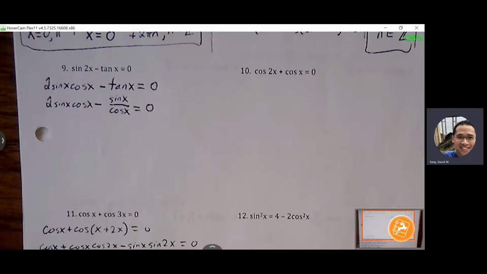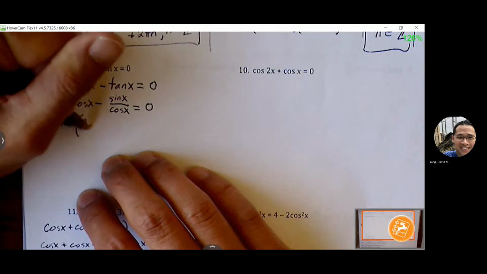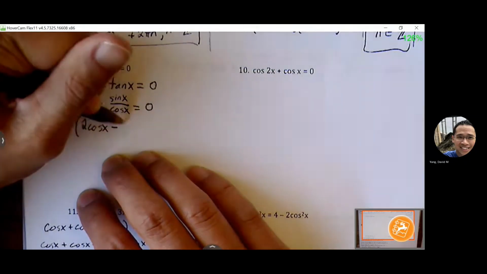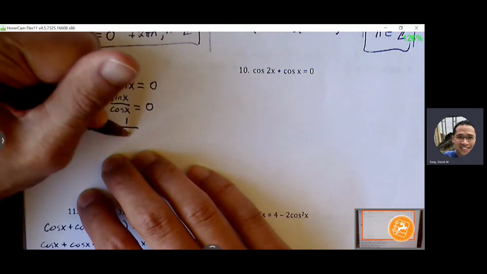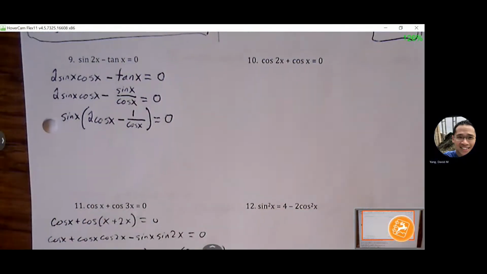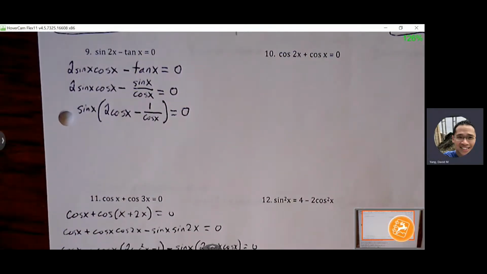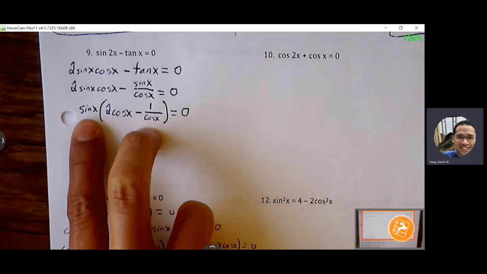Okay, GCF. That's what it is, sine, yeah. Okay, there's still quite a bit to resolve inside the parentheses, but at least we can set both parts equal to 0.